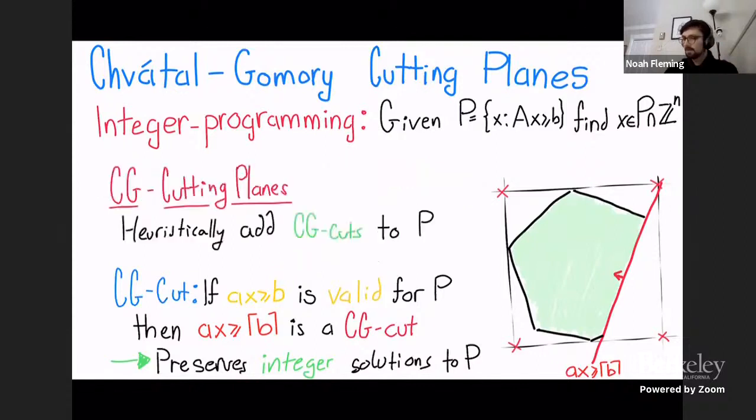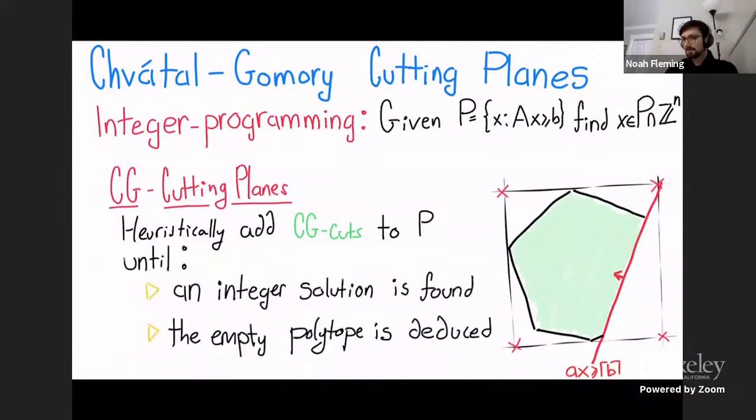Okay. Chvátal-Gomory cutting planes is just a method to heuristically add CG cuts to the polytope. And this is done until either an integer solution is found or the empty polytope is deduced. And if we deduce the empty polytope via these CG cuts, then this is a proof that there was no integer solution in the polytope, because all of these CG cuts preserve integer points.